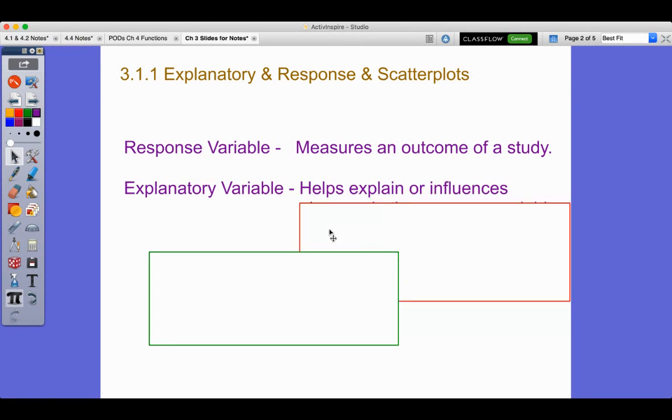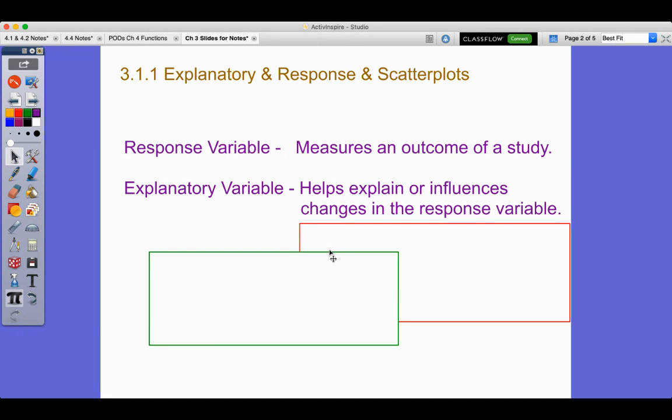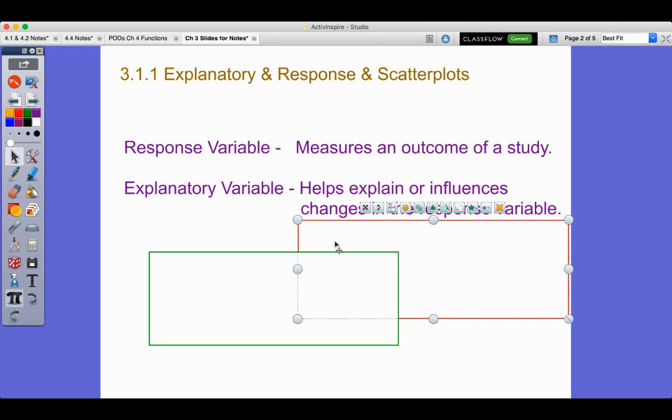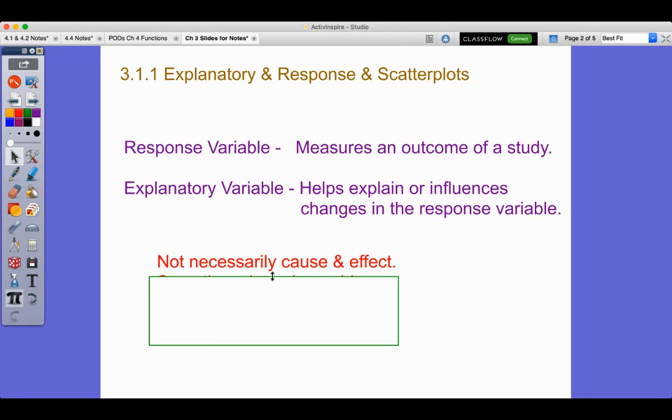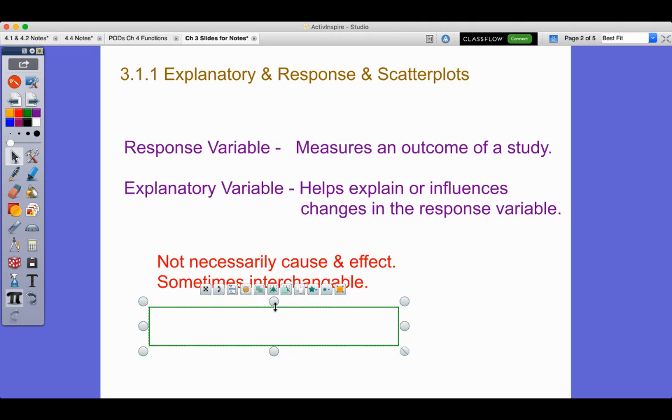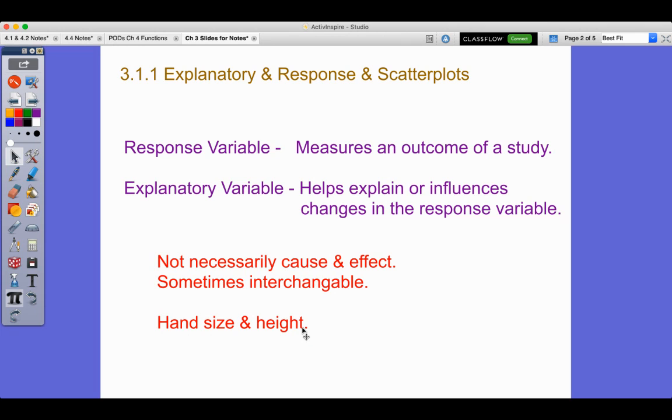The explanatory variable helps explain or influences changes in the response variable, all right? Sometimes it influences the response variable, and that's when you start getting into the idea of cause and effect, but it's not always cause and effect. Sometimes it can help explain it, all right? And there's cases where they're actually interchangeable. It's not obvious which one caused which, and so it's like, which one do you want to put where?